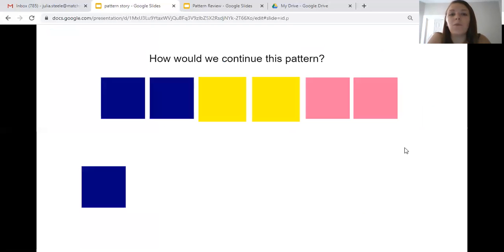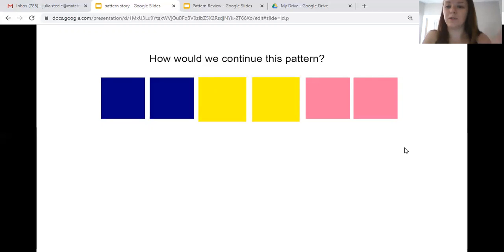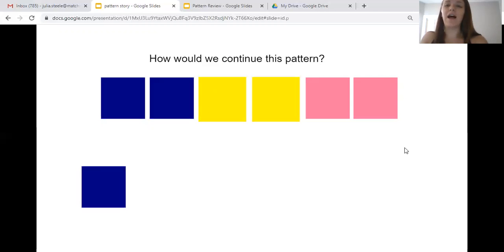So how would you continue this pattern? If it was only these boots, or this pattern, it's blue, blue, yellow, yellow, pink, pink. How would you continue it? Would you start it over from the beginning? I would start it over. So then after the pink, we would have two more blues.